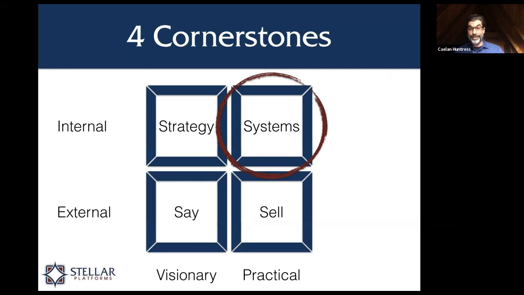And now I want to talk about systems. I love systems. One of the reasons I work with thought leaders so much, with authors and coaches and speakers, is because I'm a systems guy.